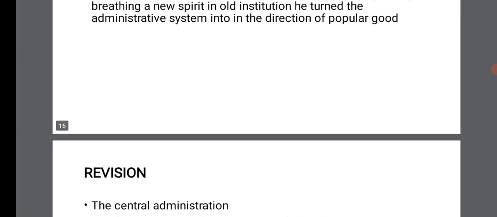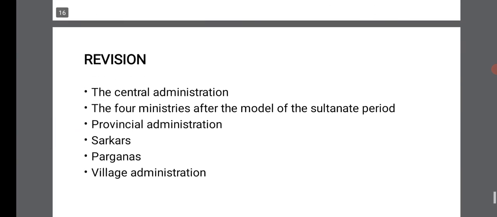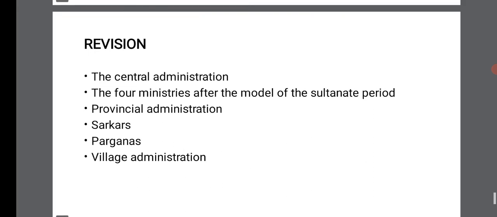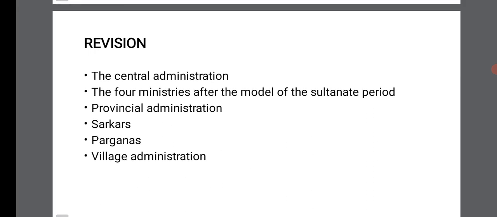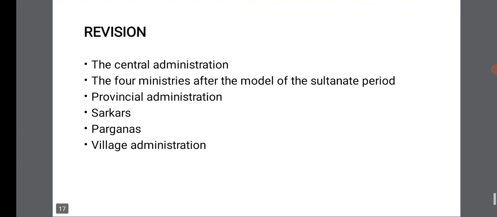Before winding up the session, let us have a quick recapitulation of what we have learned, the main points once again. The central administration. We have also learned about the four ministries after the model of the Sultanate period, provincial administration, the features of sarkars and parganas, and most importantly, village administration of Sher Shah.